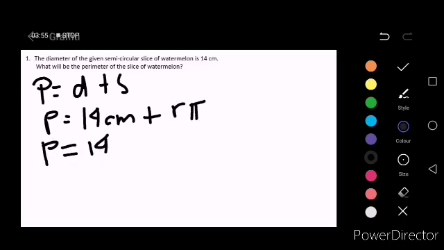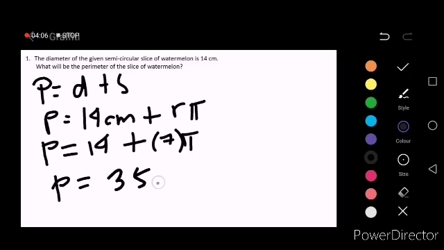So, this will become 14 plus r, which is 7, and then times pi. So, what's the answer? Using your calculator, the perimeter will become 35.99 centimeters.